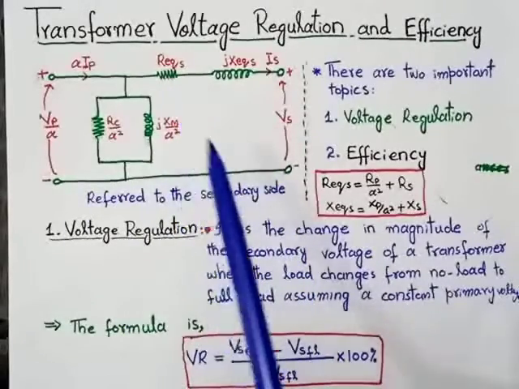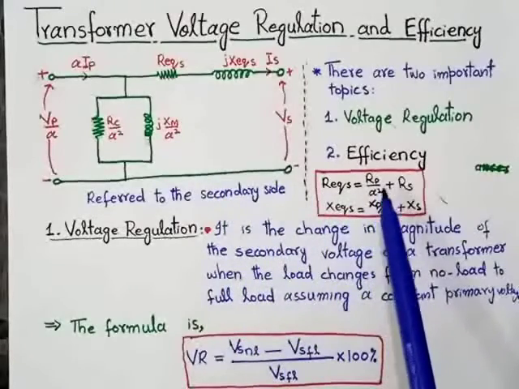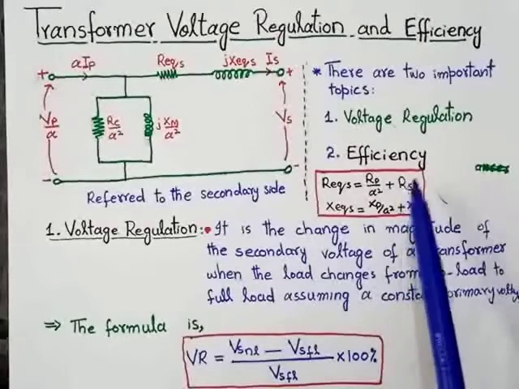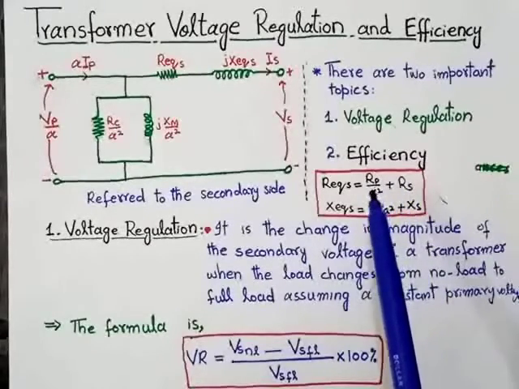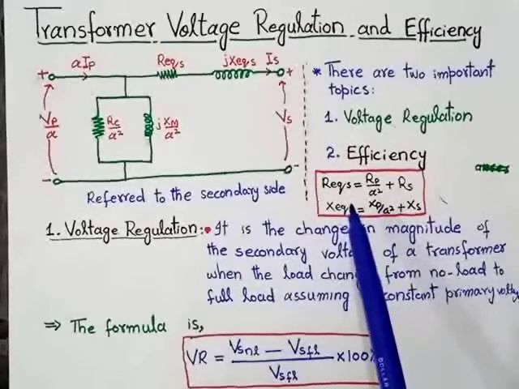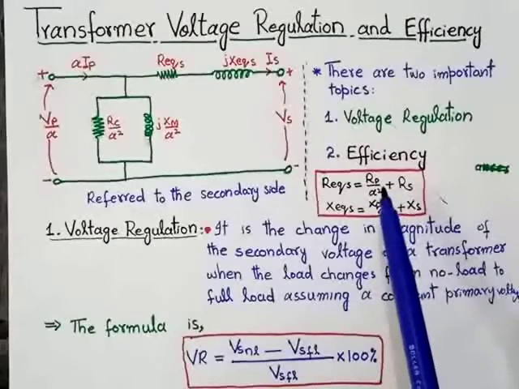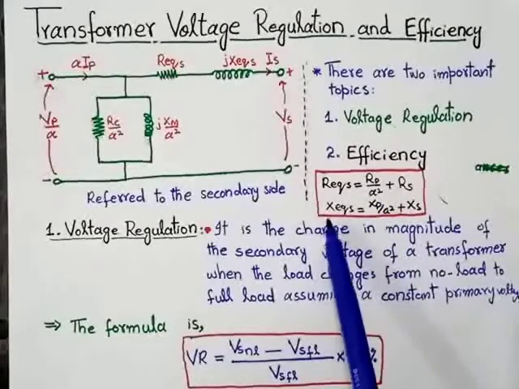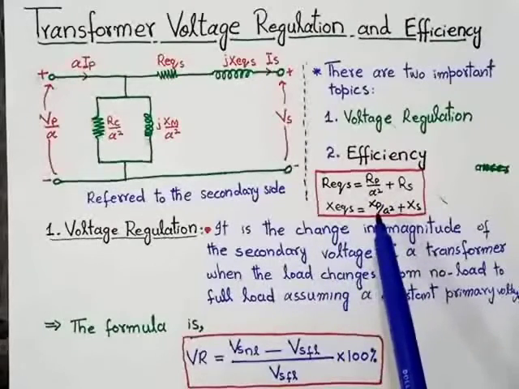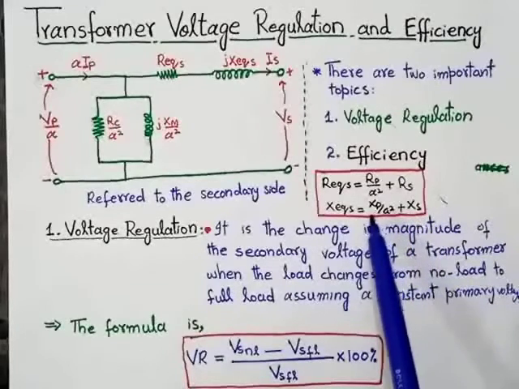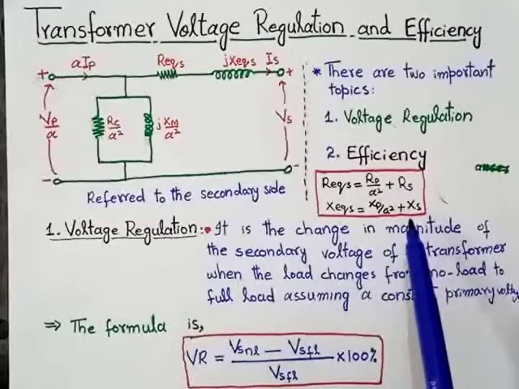And R equivalent here is equal to Rp over a squared plus Rs. Rs means secondary winding resistance, Rp means primary winding resistance, and a means the turns ratio. The turns ratio a is equal to Np over Ns, or Vp over Vs. X equivalent is equal to Xp over a squared plus Xs. This is the primary reactance due to leakage flux, and this is the secondary reactance due to leakage flux.